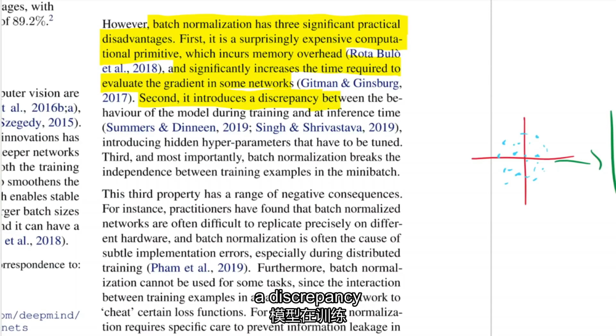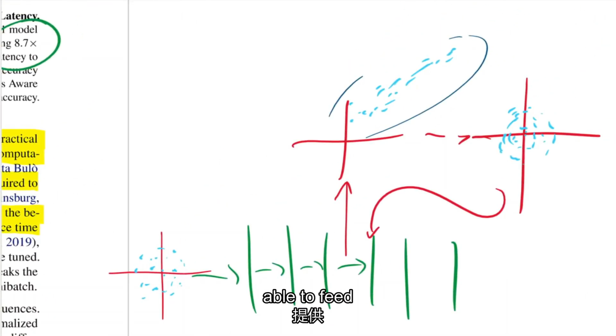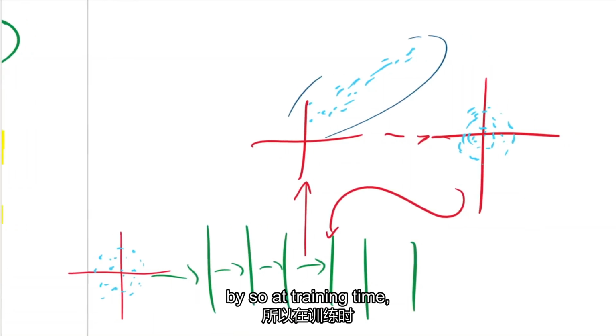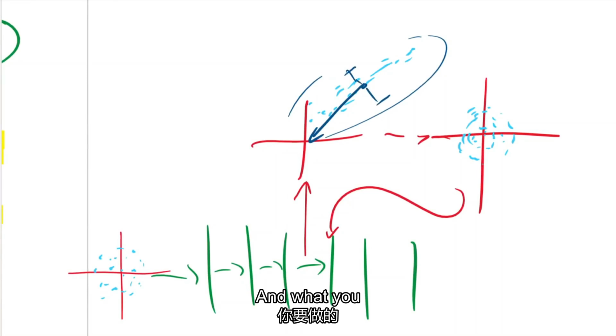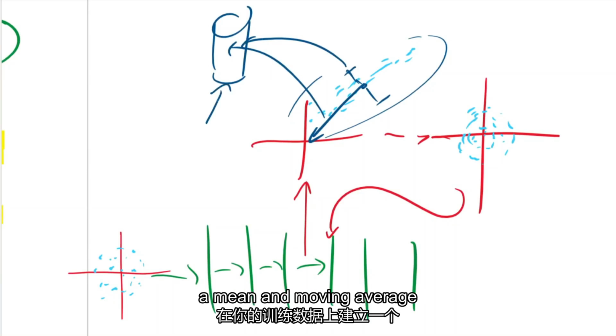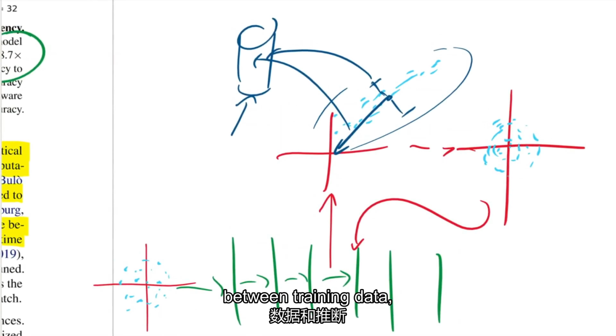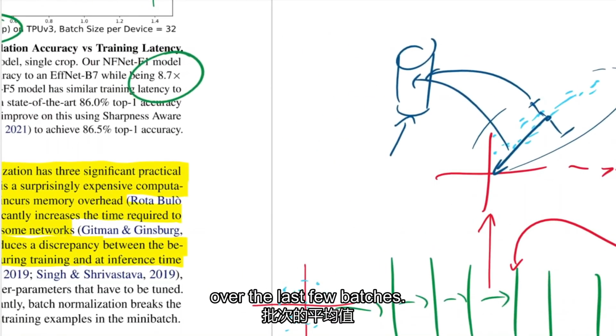"Third, it introduces a discrepancy between the behavior of the model during training and at inference time," which is also true because at inference time, you don't want this kind of batch dependence. You want to be able to feed a single data point and the result should always be the same, irrespective of the other data. People usually do this so that at training time, you simply calculate this mean shift and the scaling that you have to do. You'd have a special buffer where you save these things for every batch. Then at test time, you look at your buffer, build a moving average over your training data, and use those shifts and variances. So you have a discrepancy between training, which just looks at the current batch, and inference, which looks at the average over the last few batches.